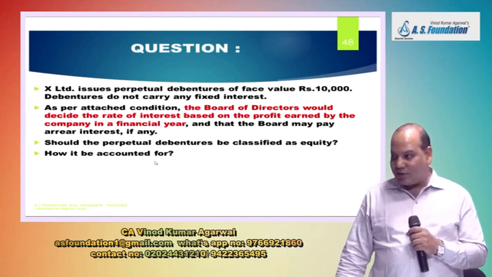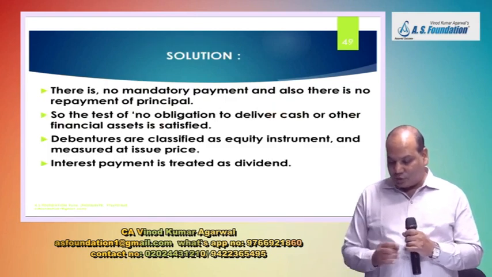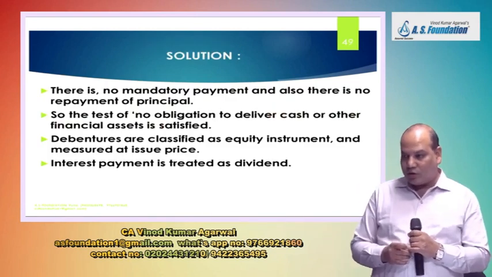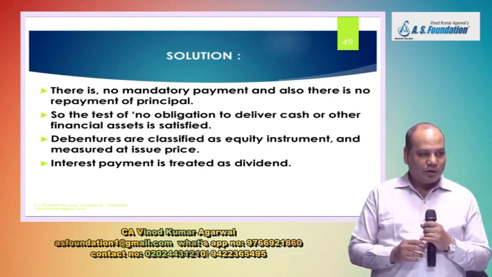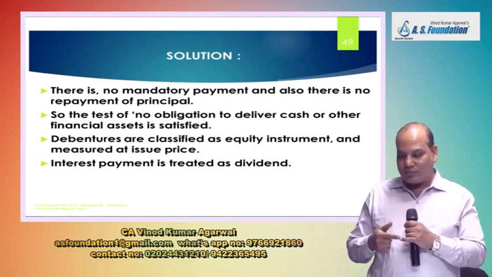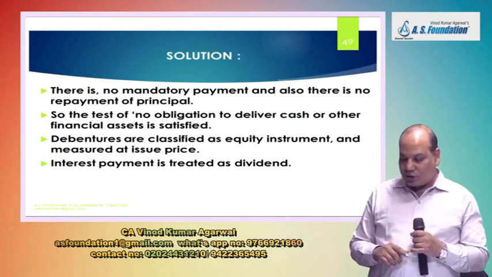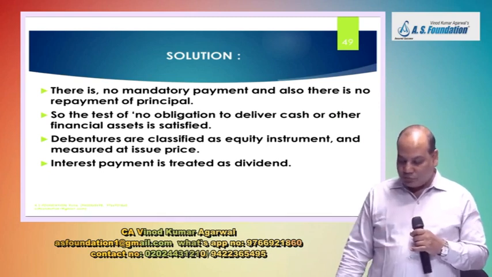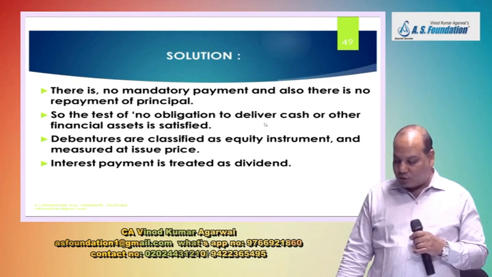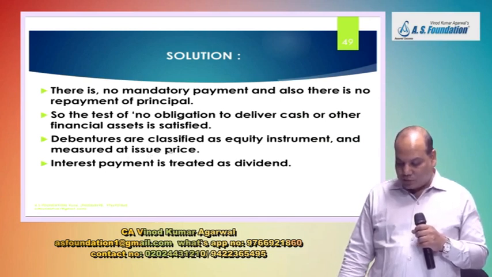So in the beginning I said there is a lot of judgment sometimes involved for an instrument like this. The answer for this question is equity instrument, because the board has discretion. There is no mandatory principal payment, no repayment of principal. So the test of no obligation to deliver cash or other financial asset is satisfied. Debentures are classified as equity instrument and measured at issue price.